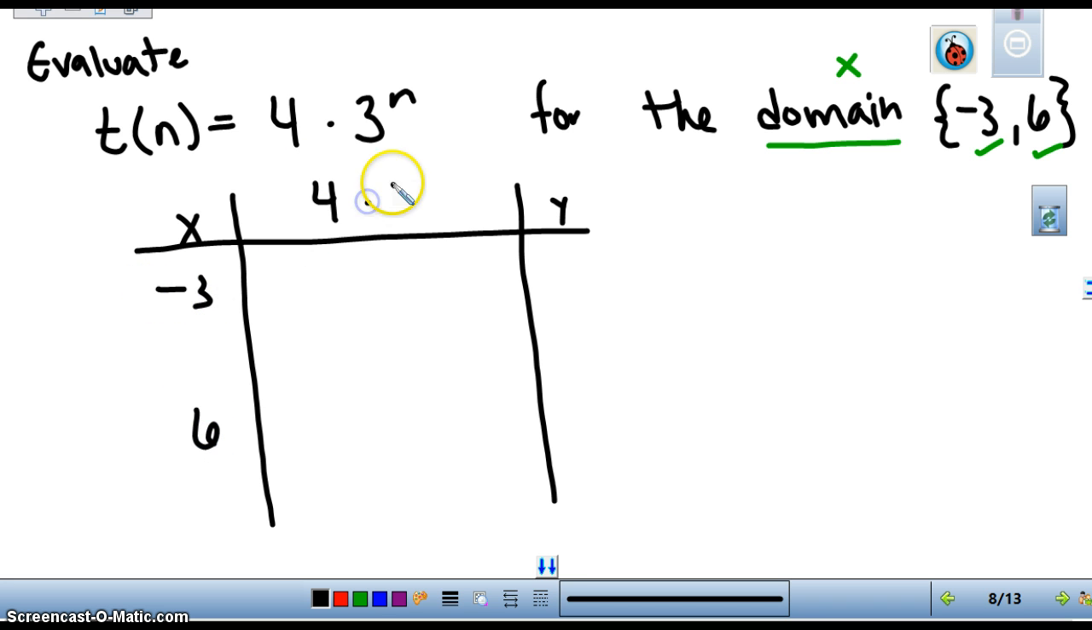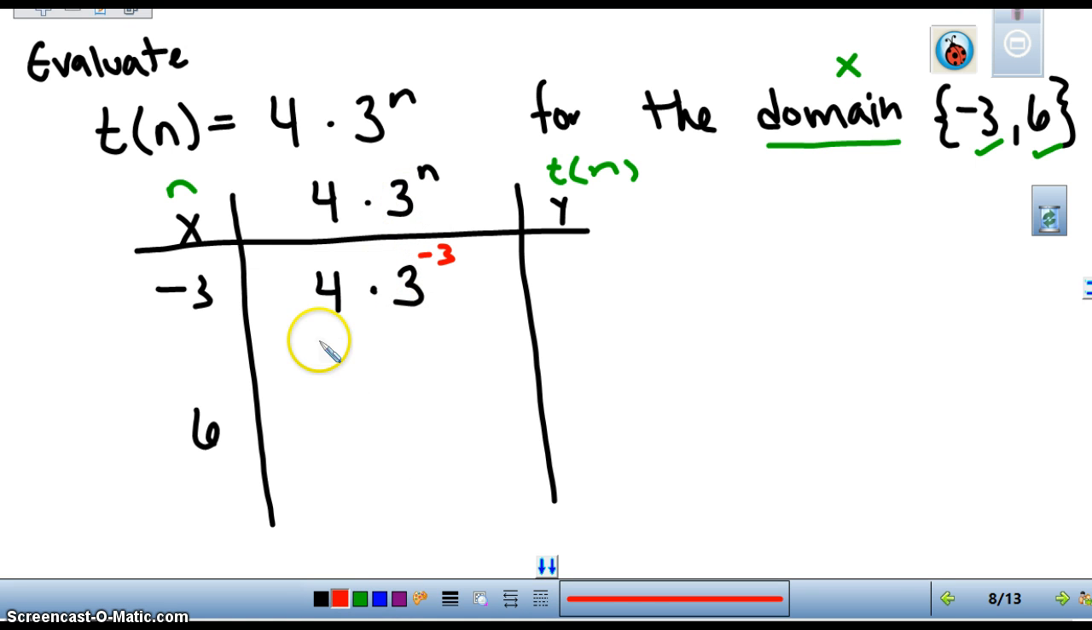We're substituting 4 times 3 to the n power. So what are we substituting for? For n. So n in this case would be negative 3. Now I automatically put x and y. Why did I do that? Out of habit, right? What is my t of n? t of n is my y. So what is my x? n. So out of habit I automatically put x and y. They stand for the same thing, it's just different variables.